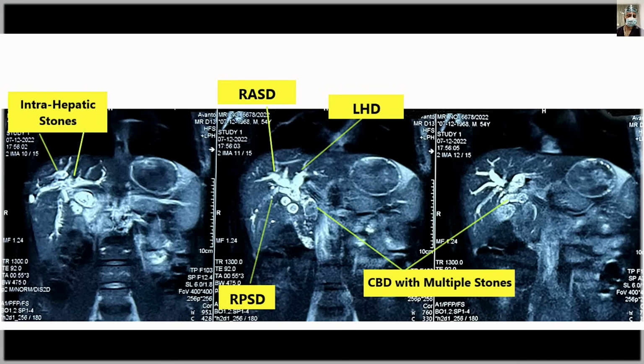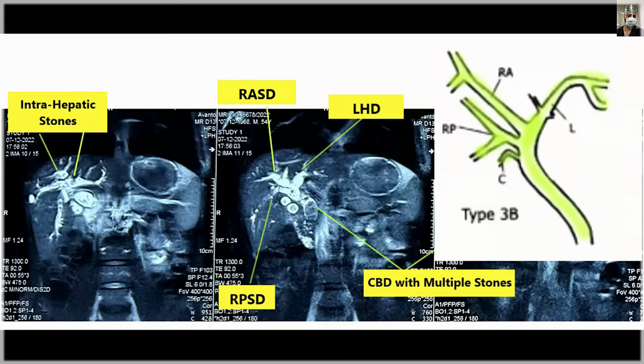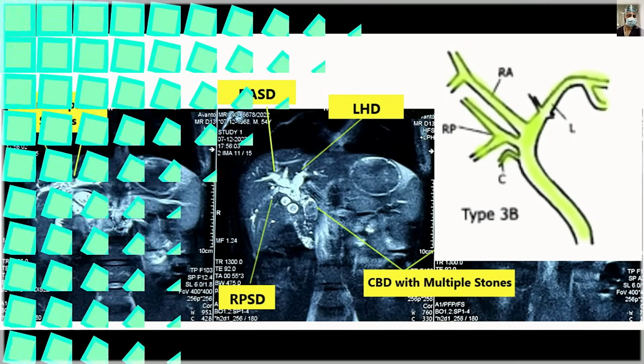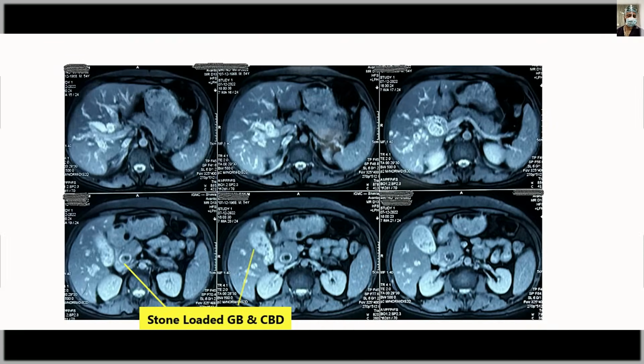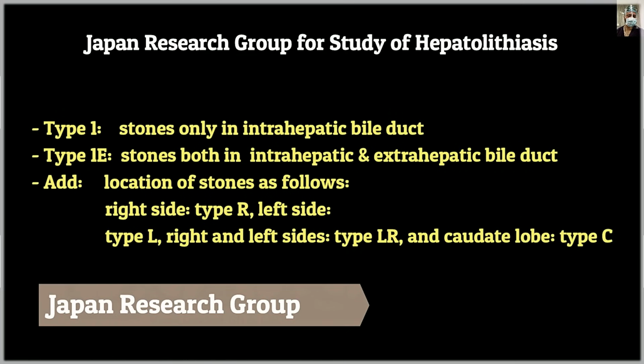If the stones are in the duct on the right side only, then we can add R or L according to the side, or both, LR. In our case, if you remember that patient, he had stone bilaterally. So our classification for that patient will be type 1E, intra and extrahepatic, with L and R, and the caudate lobe was not involved. So 1E LR will be the classification for our patient, the subject in hand we are discussing.